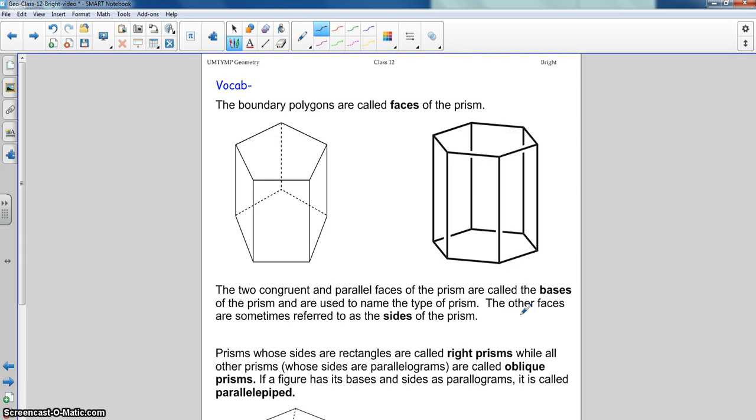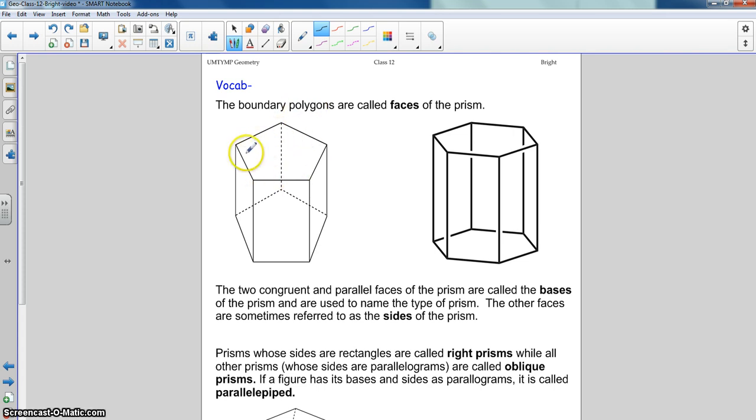Okay, now continuing this, we're going to just kind of walk through some basic vocab, just so we're on the same page. So the boundary polygons of a prism we call faces. So all these sides are faces. Okay, the two faces that are congruent and parallel of the prism we typically call the bases, and we name the prism after the base.